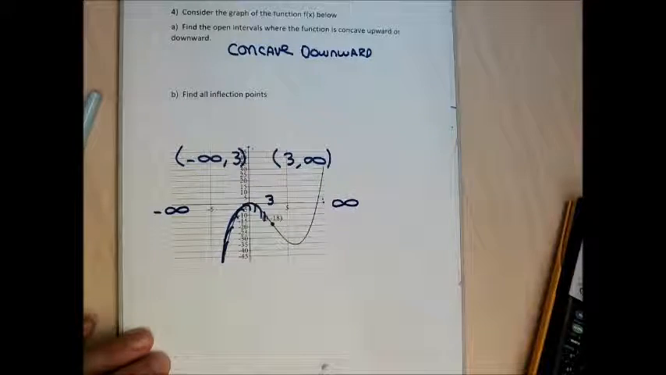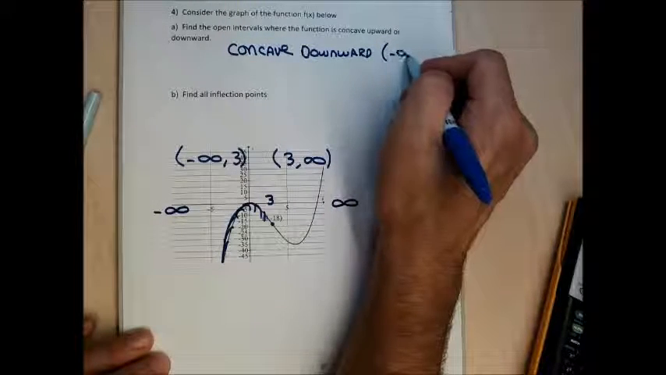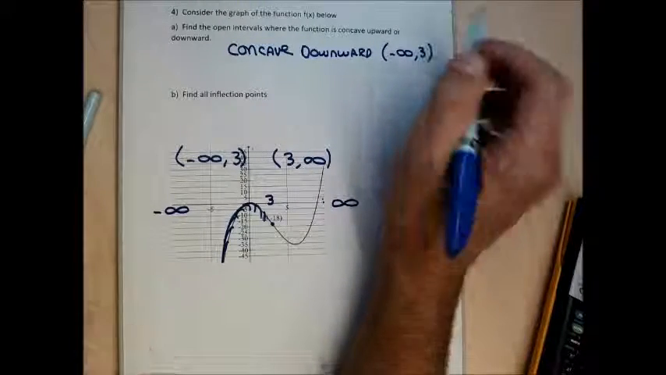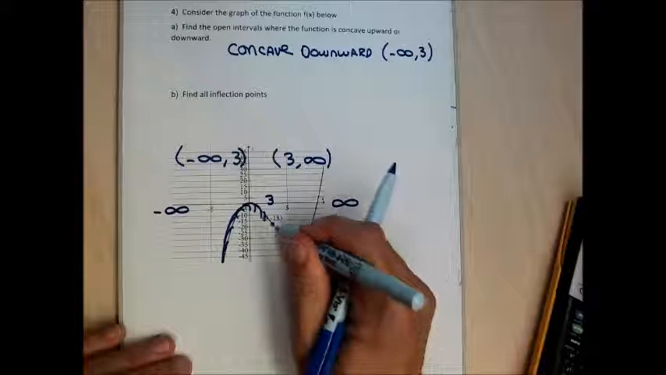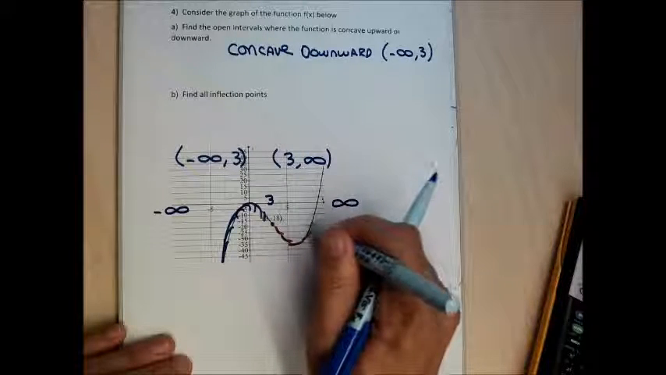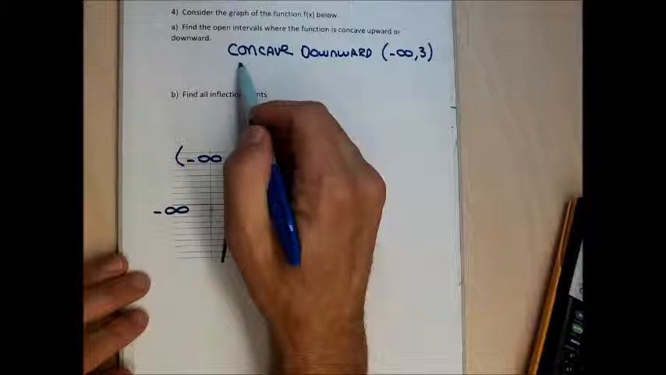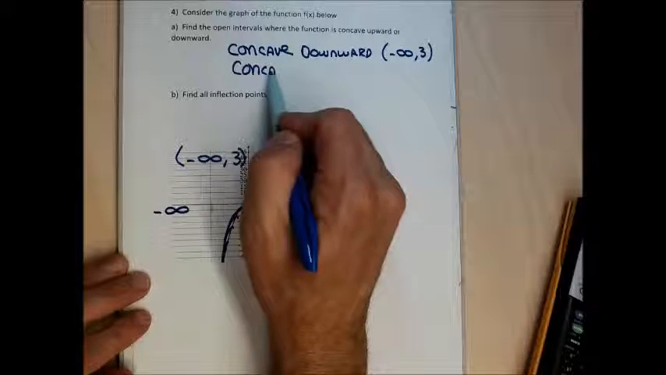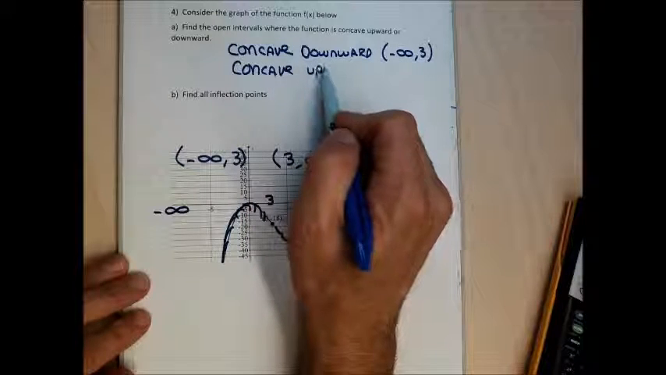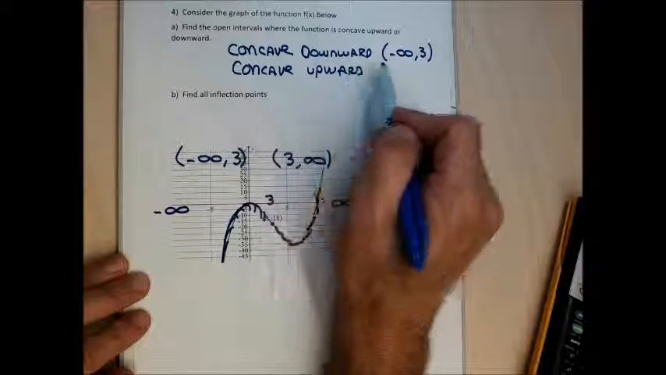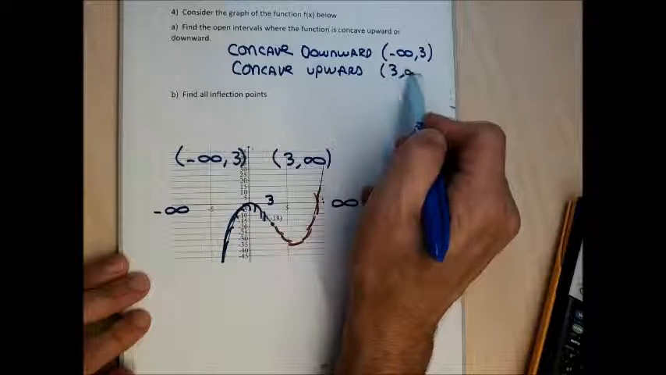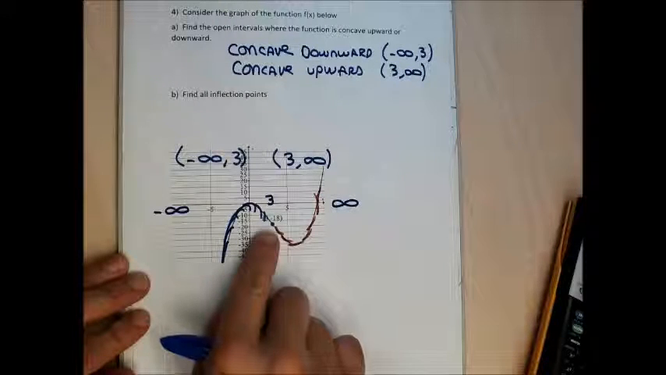So you can say it's concave downward between negative infinity and 3. The next interval, the graph is kind of cupped up, and that's what a concave up interval looks like. So I'm going to say it's concave upward or concave up in the interval from 3 to infinity. And the point where the graph changes concavity is called an inflection point. That's the point 3, negative 18.